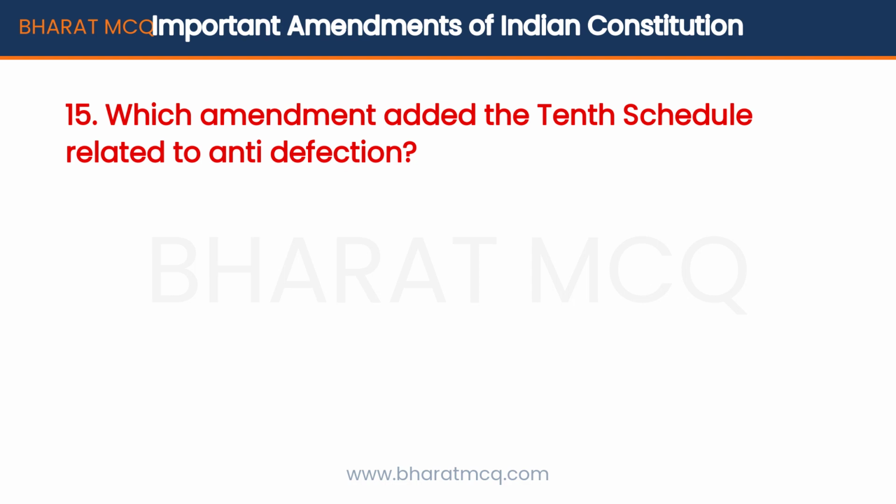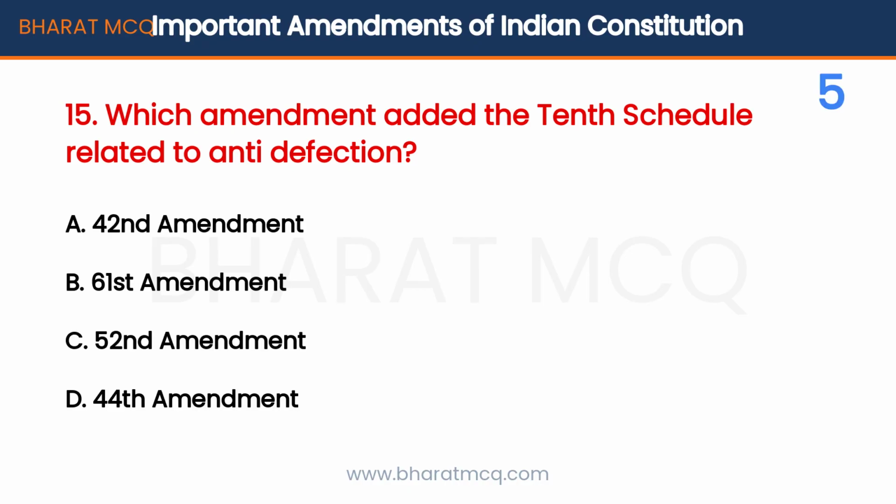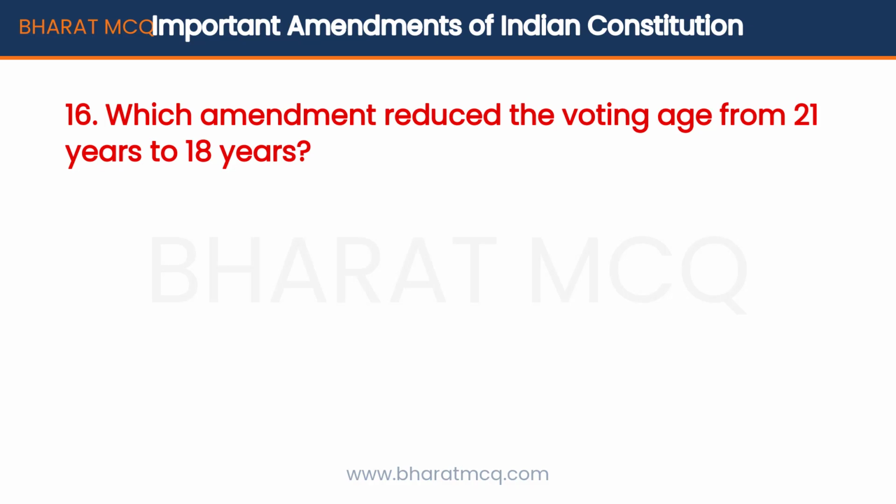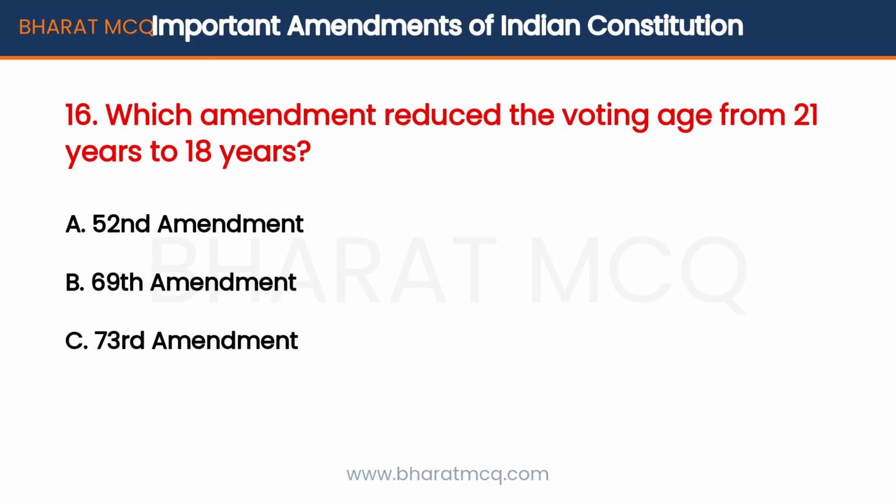15. Which amendment added the 10th schedule related to anti-defection? The correct answer is 52nd Amendment. 16. Which amendment reduced the voting age from 21 years to 18 years? The correct answer is 61st Amendment.